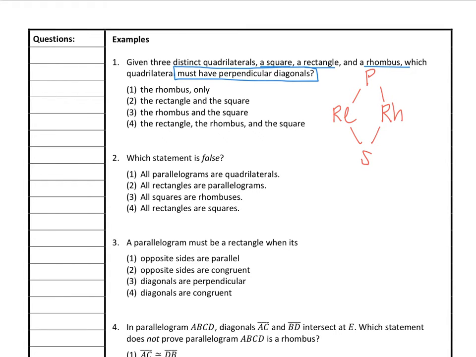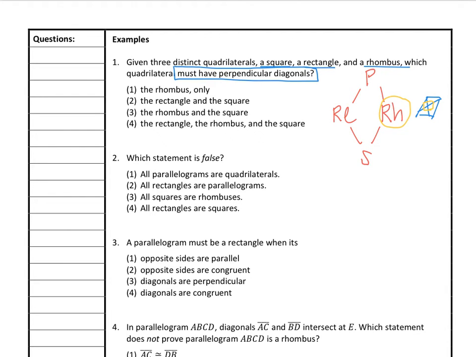Remember what's special about a rhombus is that it has four congruent sides. I like to think of a rhombus as a tilted square because it has those four congruent sides, and then when you tilt it, you get those 90-degree angles in the middle around the diagonals. So rhombuses definitely have perpendicular diagonals. That's a very special characteristic you need to know about them.